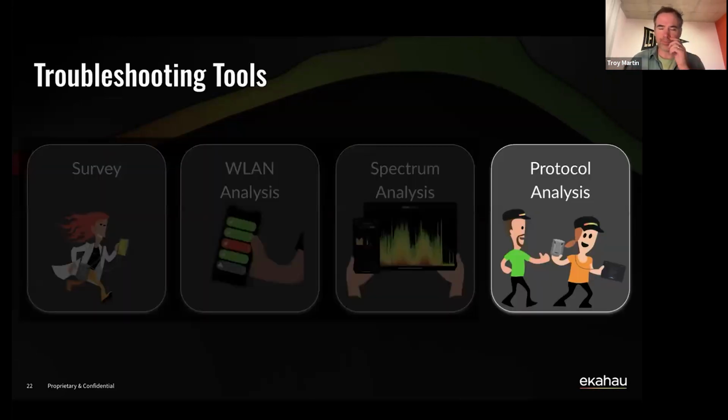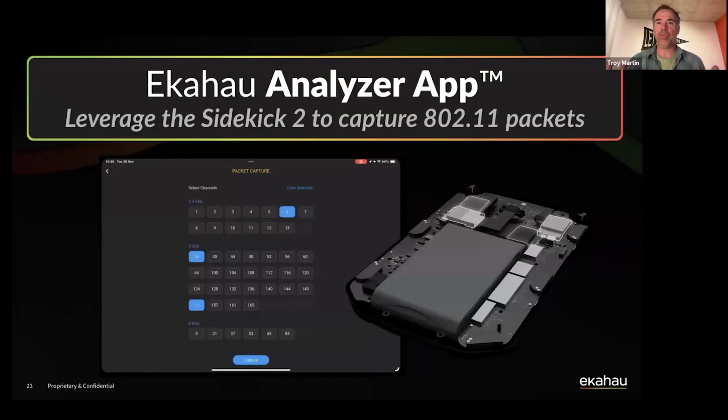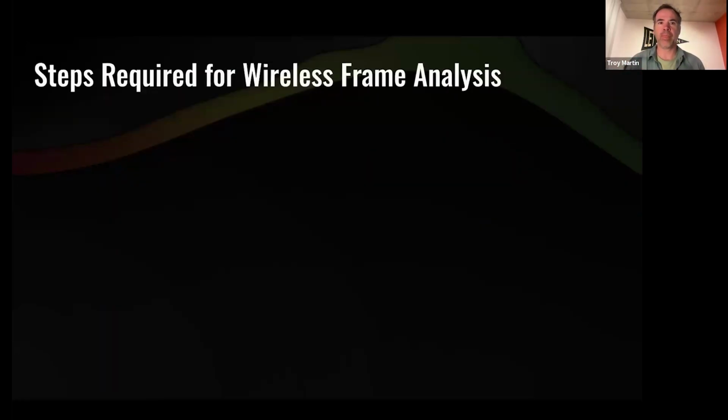To do that, they pulled out their Sidekick 2. They leveraged the Analyzer app on the mobile device and configured the Sidekick to capture traffic on channels. With the Sidekick 2, you can scan up to 4 channels at a time in parallel. You can configure it to capture more than 4 channels, but then it time slices, so just be mindful of that.